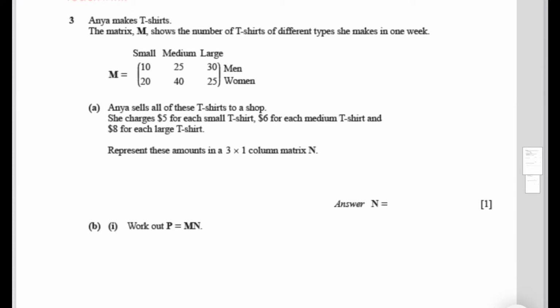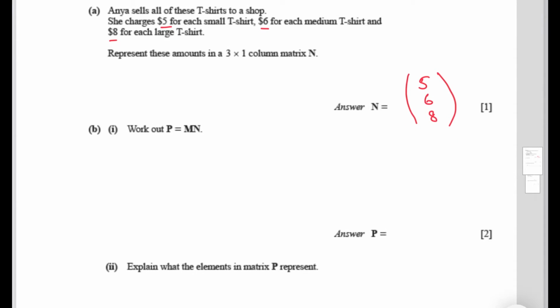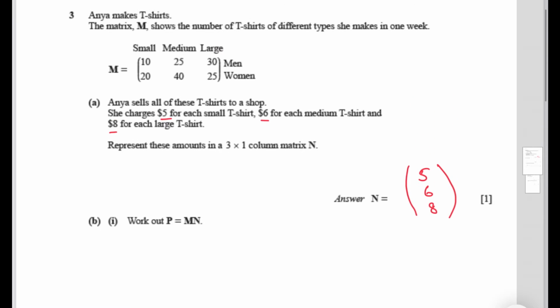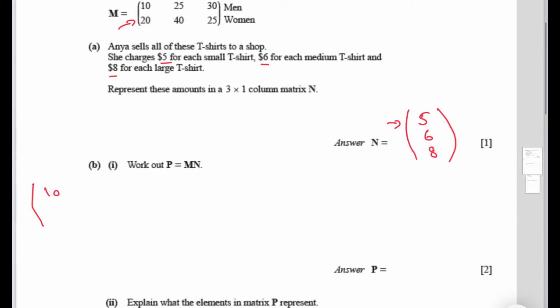So we look at these three values 5, 6 and 8 and we write down the 3x1 column matrix which is going to be 5, 6 and 8 like this. The next part says work out P which is equal to M times N. So we need to multiply this matrix right here with this one. So I start first assessing all this data. So it is 10, 20, 25, 40, 30 and 25 being multiplied by this column matrix which is 5, 6 and 8. So how do we do this?